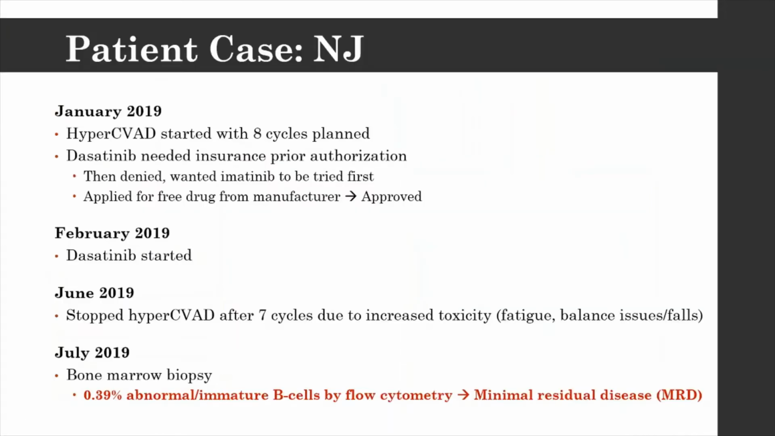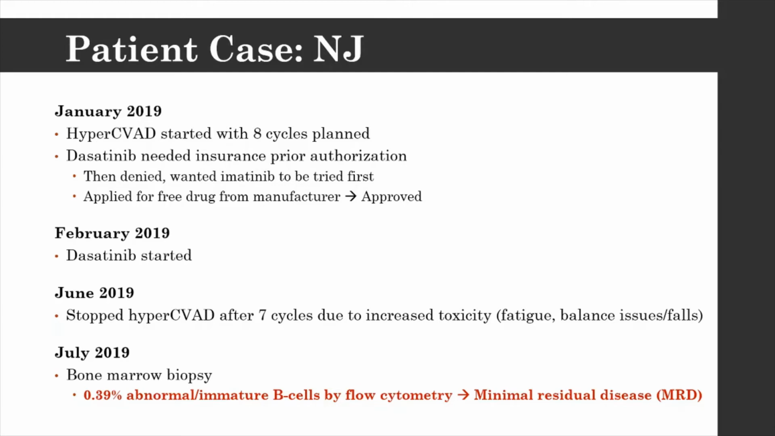Okay, so back to our patient case. NJ was started in January on hyper-CVAD with 8 cycles planned. They also wanted to start dasatinib, but it needed a prior authorization because they wanted him to try imatinib first. So they applied for free drug from the manufacturer, and that was approved. So in February, he did start on dasatinib.